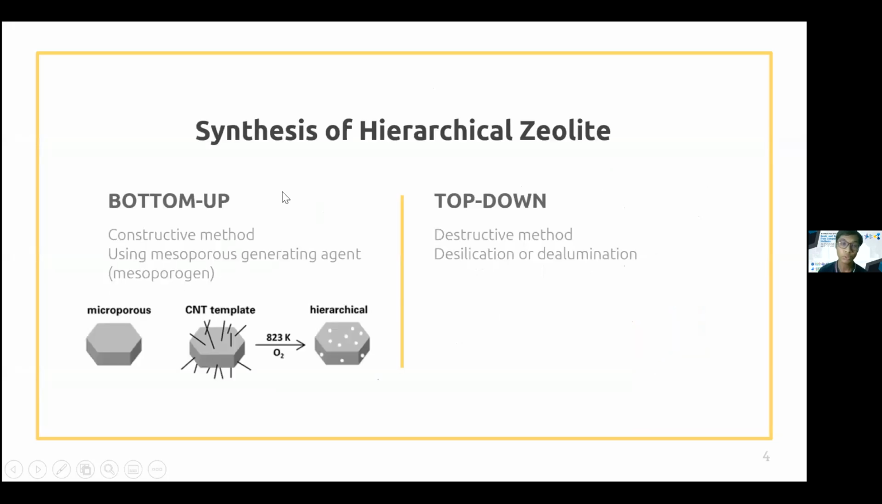Next, I want to introduce also the hierarchy of zeolite. So we want to introduce mesopore to our zeolite. First zeolite is micropores, then we would like to introduce mesopore, a bigger pore, to zeolite. There are two major strategies. First is bottom up and second is top down. Bottom up method is also called the constructive method. In addition to OSDA, we also need mesoporogen, or mesopore generating agent.